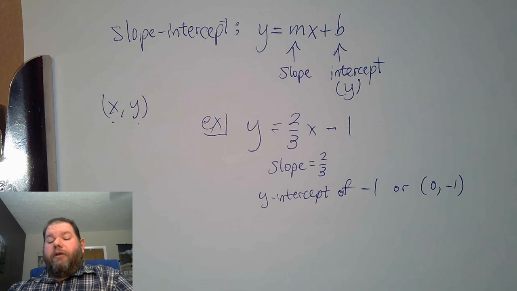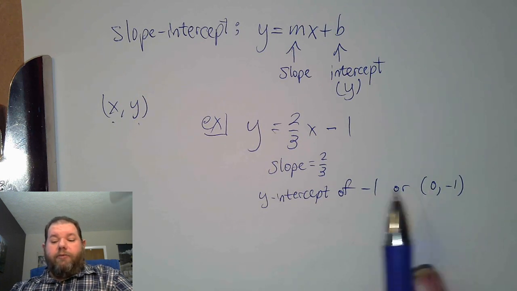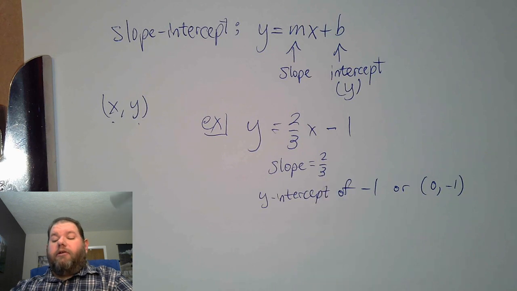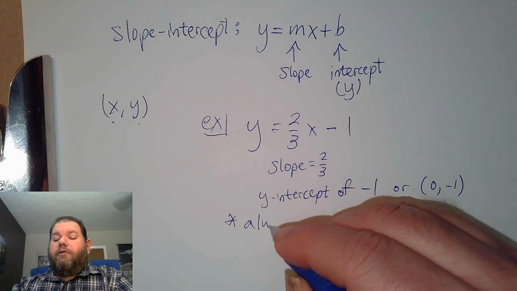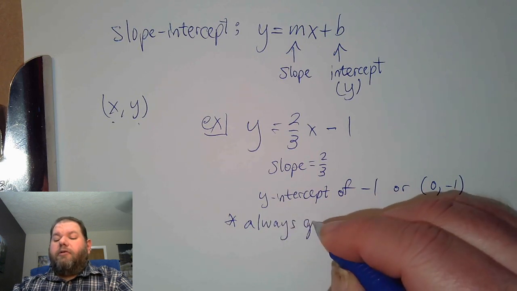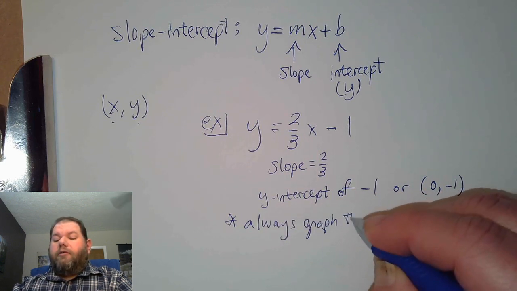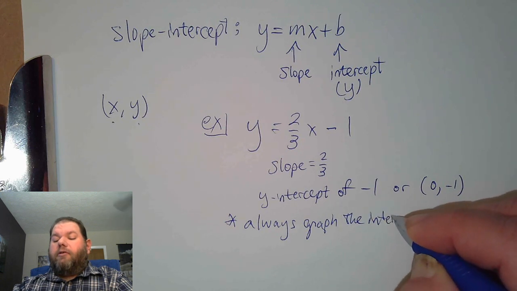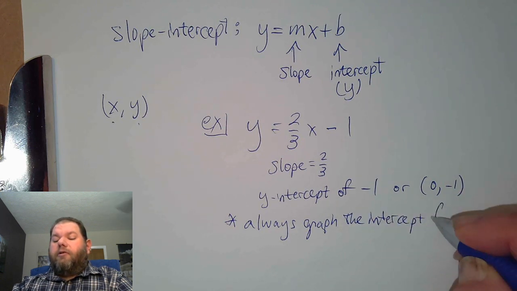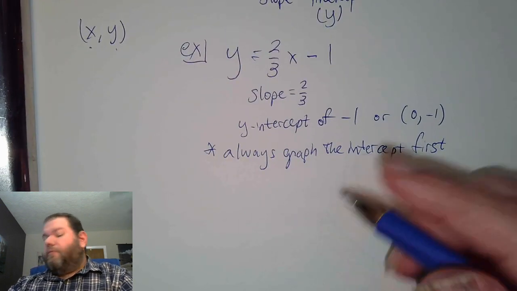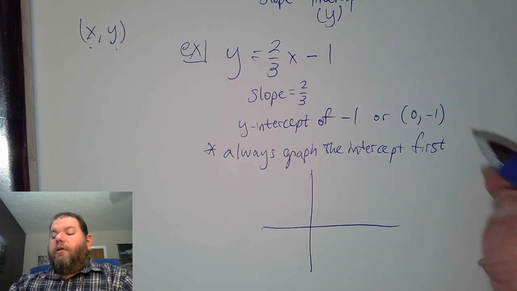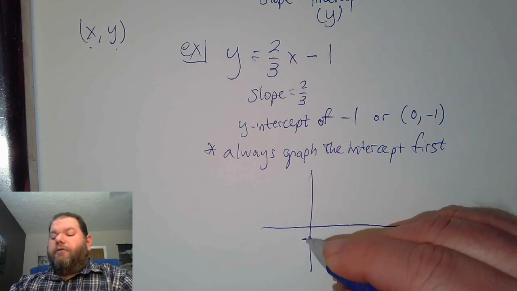Now, as far as what this tells us about this particular line, we have a coordinate that's on the line, and we have the slope of the line. So always graph the coordinate, the intercept, first. So 0, negative 1 is just right there.